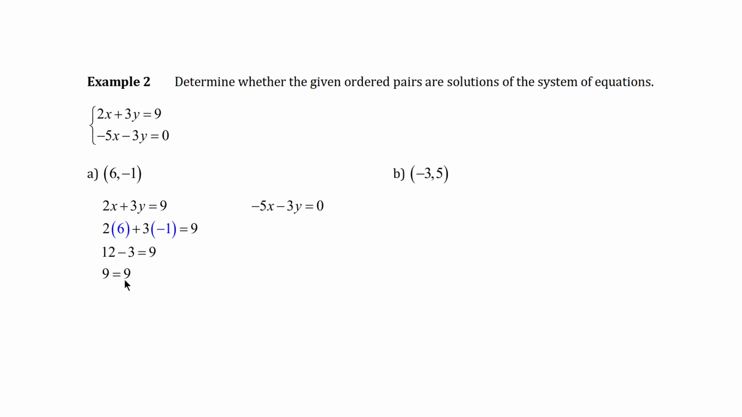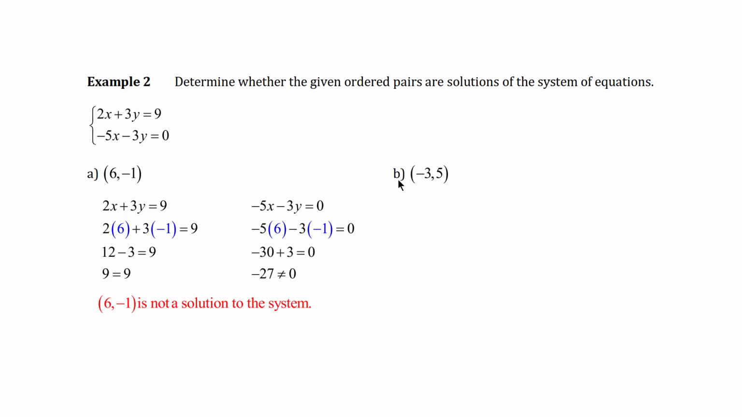Next, we check the point in the second equation, negative 5x minus 3y equals 0. We substitute in 6 in for x and negative 1 in for y. We get negative 5 times 6 minus 3 times negative 1 equals 0. Simplifying this, we get negative 30 plus 3 equals 0, which gives us negative 27 equals 0. This is false. Negative 27 does not equal 0. This means that the ordered pair 6, negative 1 is not a solution to the system.